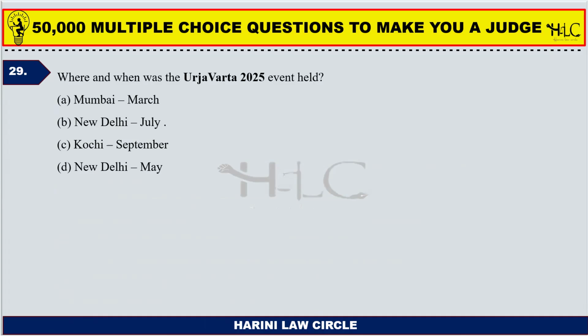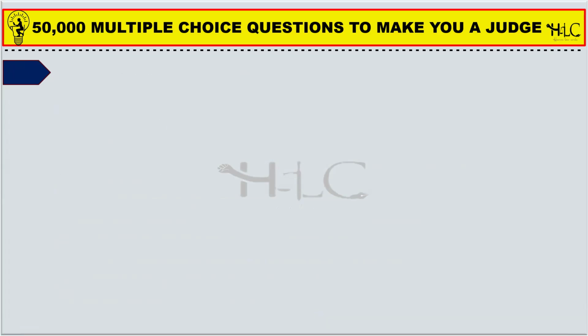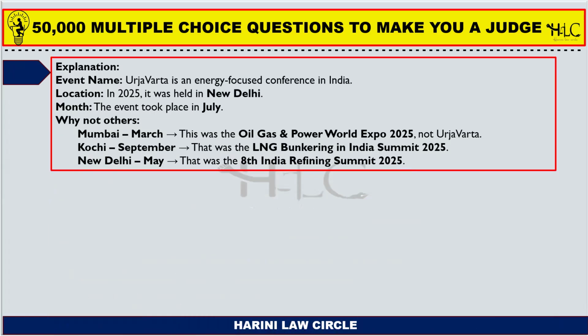29. Where and when was the Urja Varta 2025 event held? Urja Varta is a current affairs event. It was held in New Delhi during July 2025. The other events which were in the options are also mentioned. Just have a look at it.